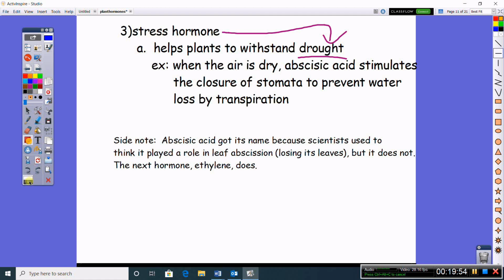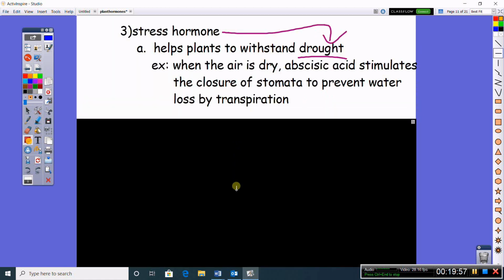Let's look at this. It is one of our 2 stress hormones. Ethylene, that we'll do next, is also a stress hormone, and it helps plants to withstand drought. That's the big thing that it helps prevent against, which makes sense with what we just talked about with those evening primrose and purple sand verbenas. So when the air is dry, the abscisic acid stimulates the closure of the stomata to prevent water loss by transpiration. And transpiration is going to be our big topic for notes tomorrow.